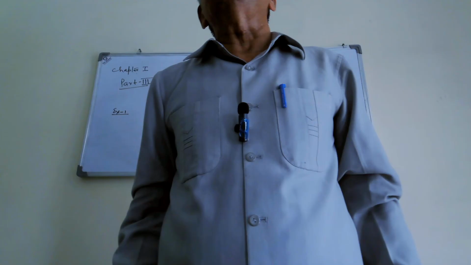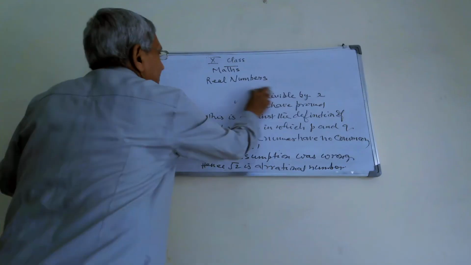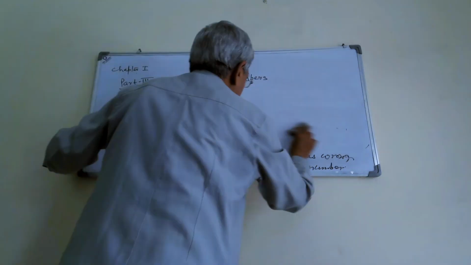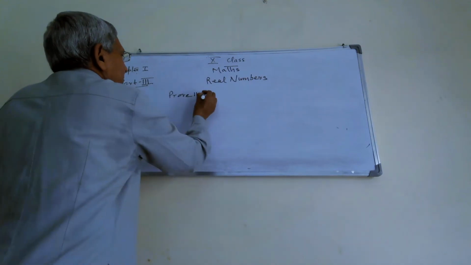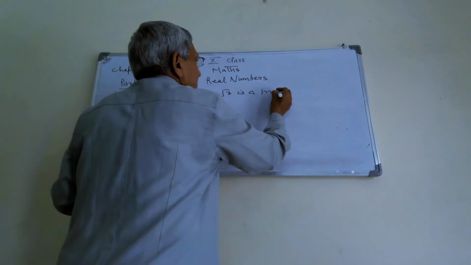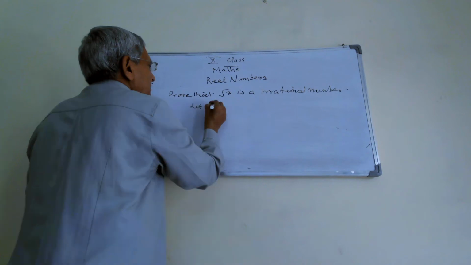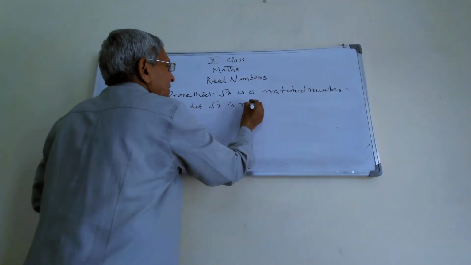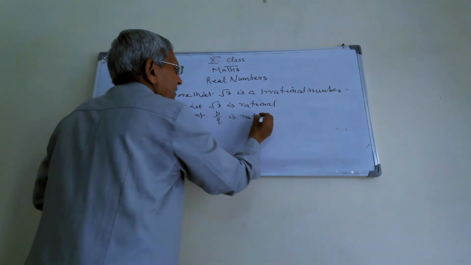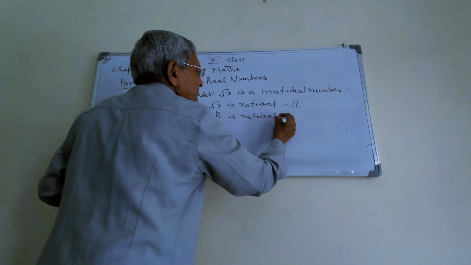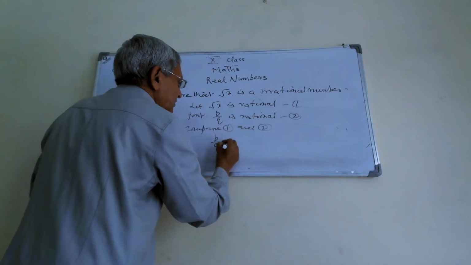This question is a very important question. Now I'm going to take one more example. Prove that root 3 is also an irrational number. Let root 3 be rational, but P upon Q is rational according to definition. Comparing first and second, P upon Q is equal to root 3.